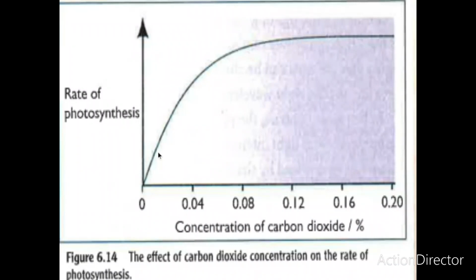So increasing the carbon dioxide concentration increases the rate of photosynthesis up to a point when increasing carbon dioxide concentration will not affect the rate of photosynthesis. So at this point, carbon dioxide will no longer be the rate limiting factor. So other factors such as light intensity will be affecting the rate of photosynthesis.